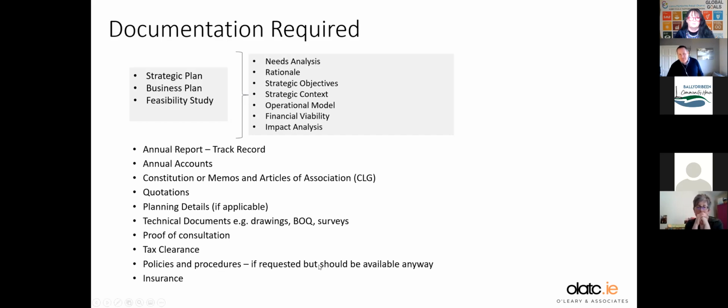Policies and procedures, if they're requested, you normally need to tick a box and you're signing a declaration form saying these are in place. They're not asking for copies of them, but you need to have copies on file if they come down and audit you.